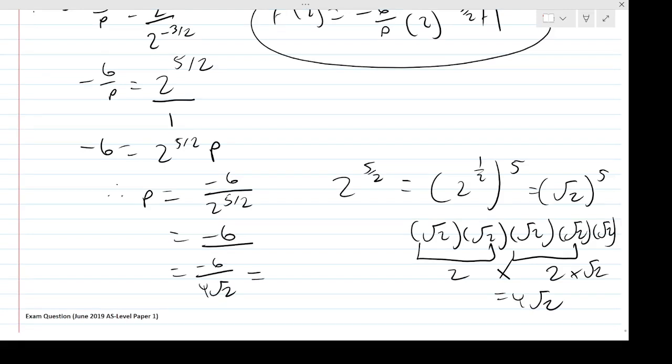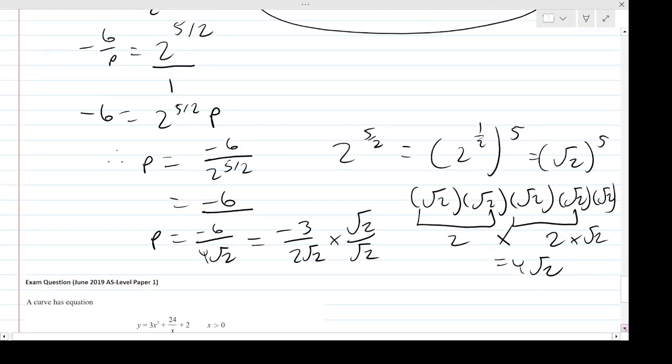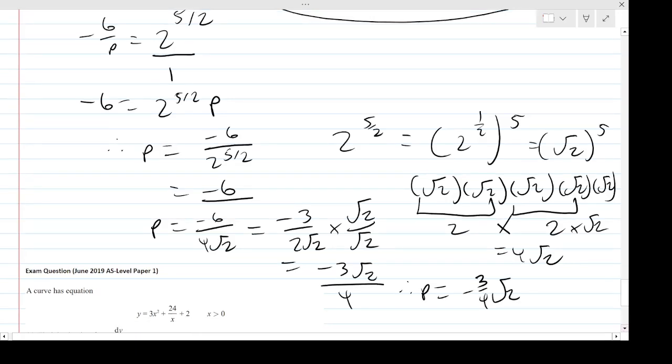And so we can simplify, because 2 is a common factor on the top and bottom. So that's going to be minus 3 over 2 root 2, okay? Then we can rationalise the denominator. So it's going to be root 2 over root 2. And so that will get me minus 3 root 2 over 2 root 2 times root 2. That's 2 times 2, that'll be 4. So overall I can say p is minus 3/4 root 2. And there's my answer.